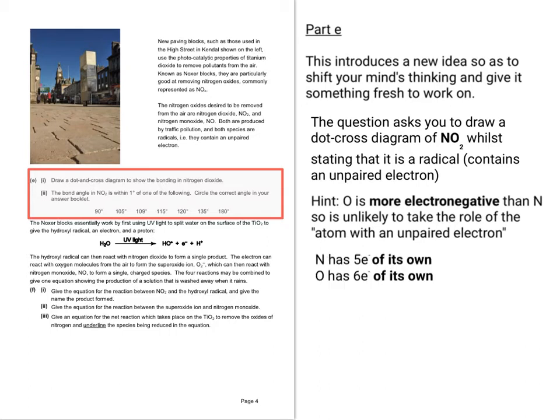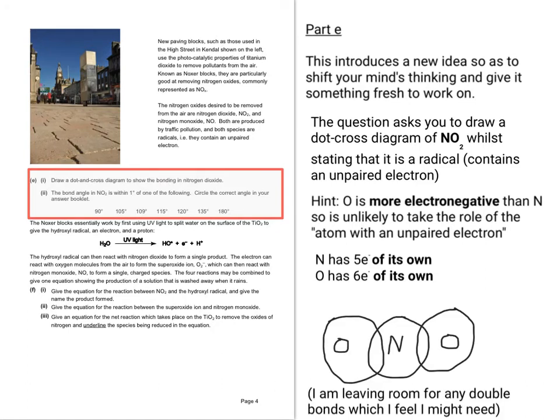The next step I normally take in a dot-cross diagram is to think how many electrons each atom actually has. I'm assuming that you're with me when I say that I'm only referring to outer shell electrons here, so I'm going back to GCSE a little bit. Nitrogen has 5 outer shell electrons, oxygen has 6. When I do my overlaps between my atoms, before I start putting electrons in, I'm leaving room for any double bonds which I think I might need as I start to deduce the structure. I'm going to start with my unpaired electron being on the nitrogen, and I'll try and build it up from there.